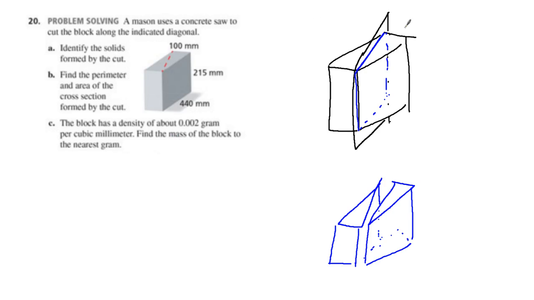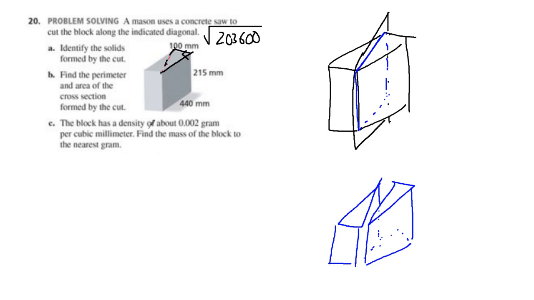Well, first of all, we have this as 100. This is 440. So this is the Pythagorean theorem because it's a right angle. So we have 100 squared plus 440 squared equals c squared. I'm pretty sure you already know how to do the Pythagorean theorem. I don't need to do it again. So this is the square root of 203,600. Add that to the 215.